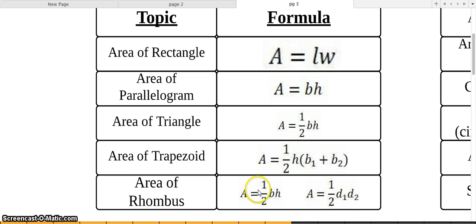You can treat it like a parallelogram. This formula is wrong. It's actually area equals base times height, like a parallelogram. So do not put this 1/2. That is a typo. And then this one is correct. Area is equal to 1/2 diagonal 1 times diagonal 2. That just means you can find the length of the diagonals of the rhombus, multiply those together, and divide by 2, and that will give you the area of a rhombus. So hopefully you caught in this video that this formula is wrong. Scratch that out and just put base times height.